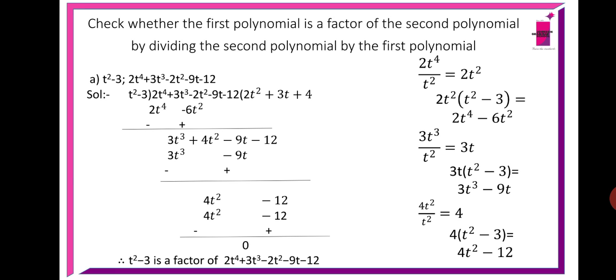Now similar problems: check whether the first polynomial is a factor of the second polynomial by dividing the second polynomial by the first polynomial. When will it be a factor? When the remainder is 0. Here we are dividing 2t power 4 plus 3t cube minus 2t square minus 9t minus 12 by t square minus 3, and I got remainder 0. When the remainder is 0, you can say that t square minus 3 is a factor of 2t power 4 plus 3t cube minus 2t square minus 9t minus 12.